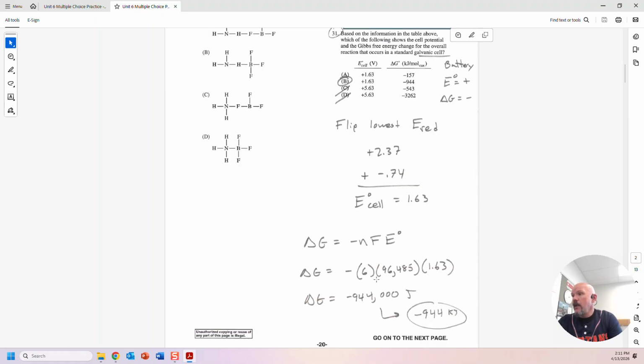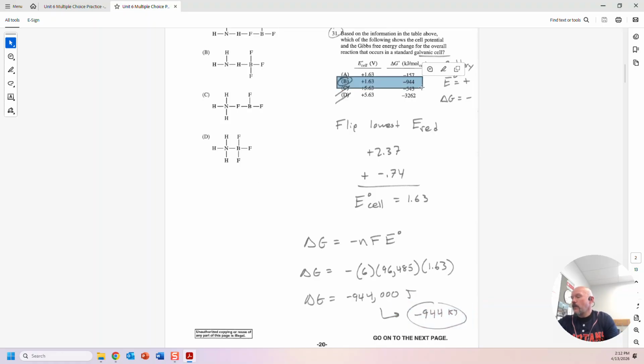And that's what I plug in here. Now, when you plug in those numbers, you get negative 944,000. But if you look at the answer choices, it's negative 944. What's the deal? Whenever you use this equation, when you solve for delta G, your answer is in joules. But notice they wanted the answer in kilojoules. So all we had to do was divide this by 1,000 to make it kilojoules. And that's where we get choice B from.